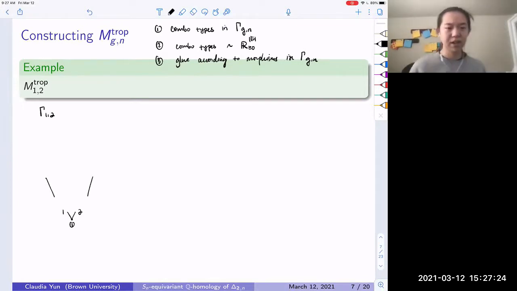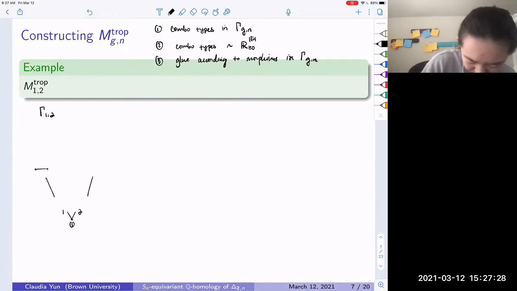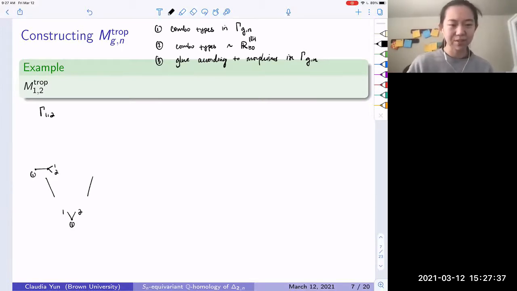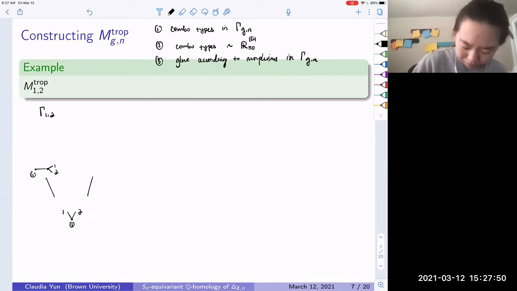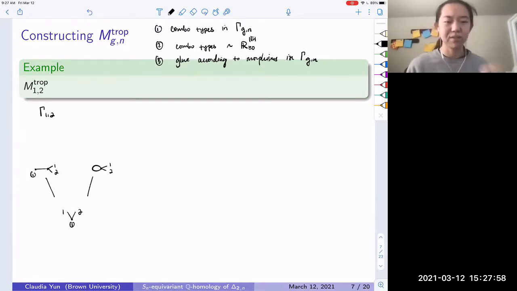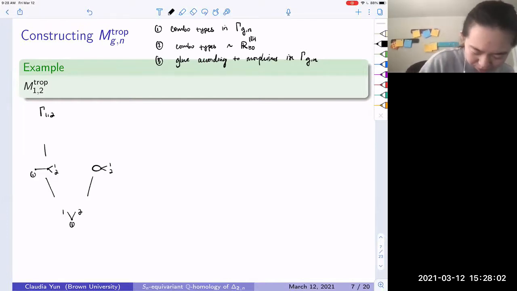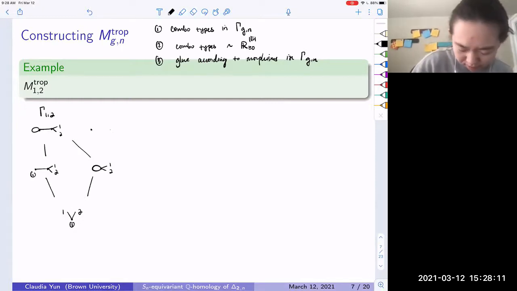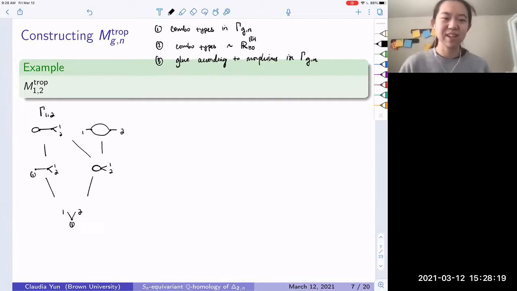And now sitting above this combinatorial type, we can have a combinatorial type that looks like this with two vertices, one edge, and the left vertex having weight 1 and the right vertex having weight 0 with the two markings. Often if the vertex weight is 0, I will omit writing the 0 next to it. Another combinatorial type sitting above is this fish graph with one vertex, a self loop, and two markings. Then we have this combinatorial type, which also contracts to the fish graph, and this graph here. Notice that these are the only stable combinatorial types in Gamma_{1,2}.